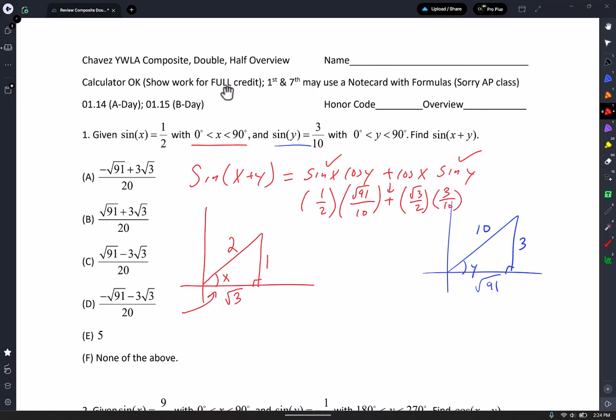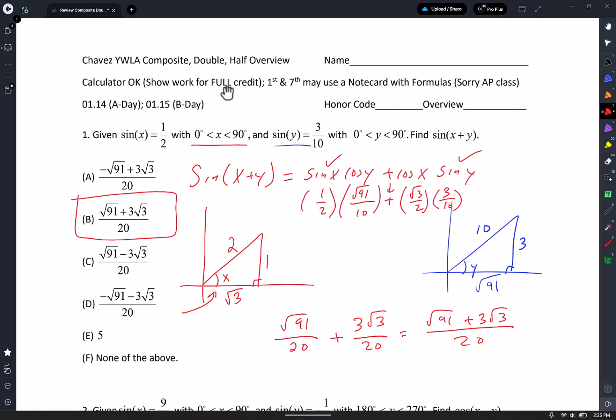All right, guys, here we go. Positive times a positive is a positive. 1 times square root of 91 is square root of 91. 2 times 10 is 20. Plus, square root of 3 times 3 is 3 square root of 3. 2 times 10 is again 20. Here's my answer. I have a 20 here, I have a 20 there. Square root of 91 plus 3 square root of 3 over 20. I don't see any issues or mistakes. What's my answer? B as in Billy. Or Brenda. Or Barbie. Okay, I'll stop.